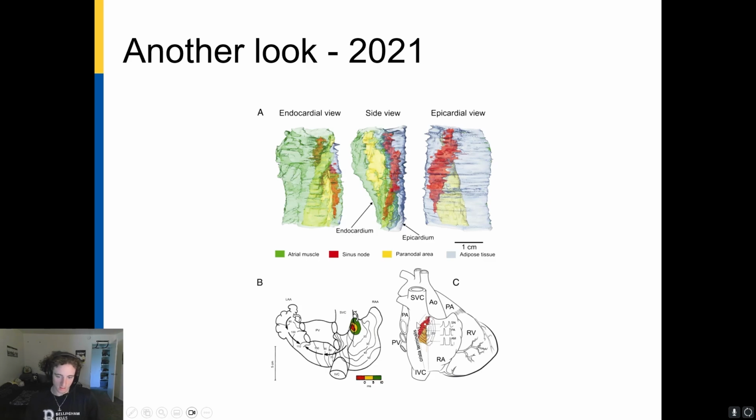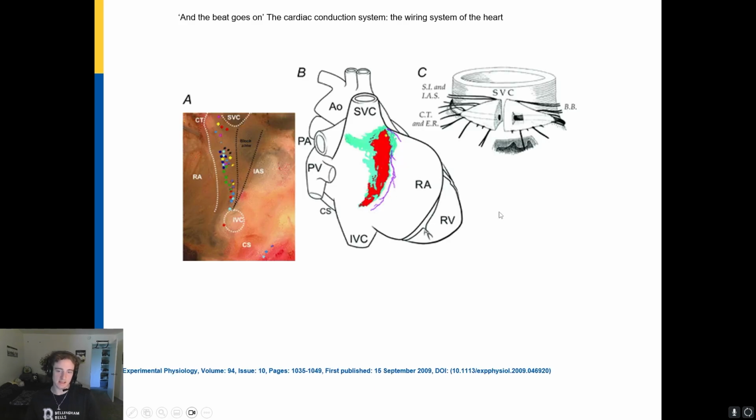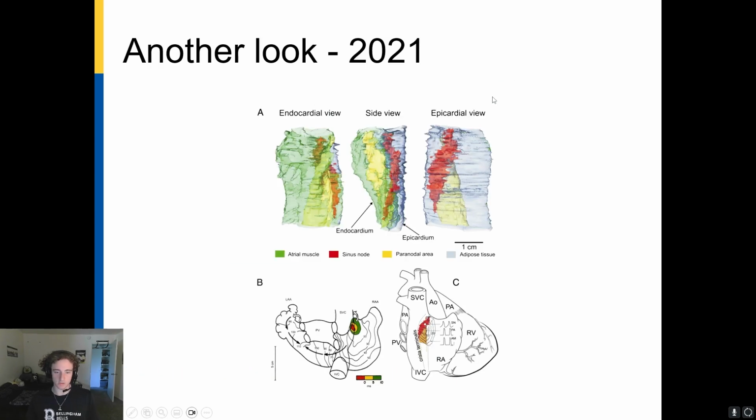But again, going back, I think this was in a rabbit heart, this one, and then these are different studies that were used to look at these, but it is this spanning structure that's a lot different than what we see.